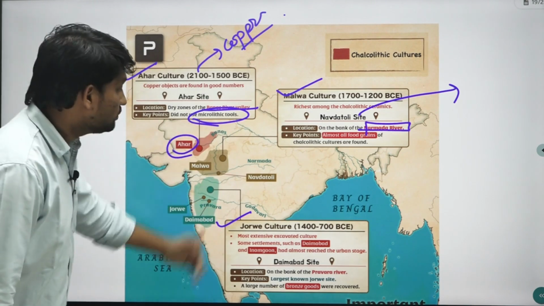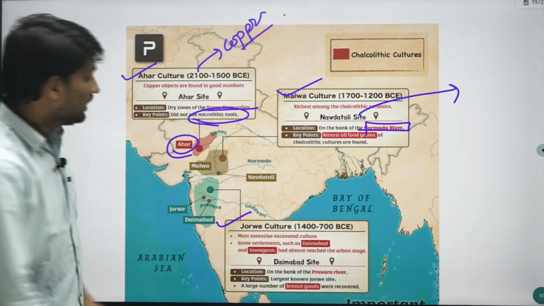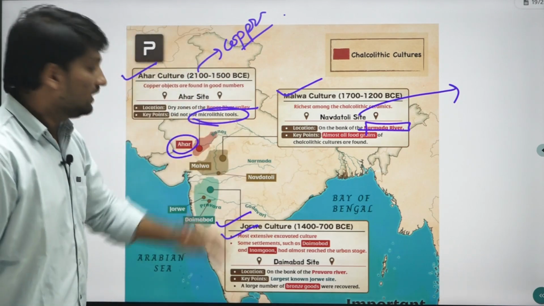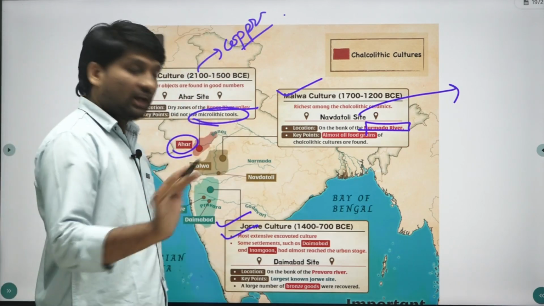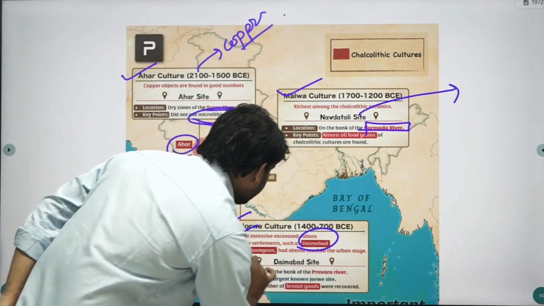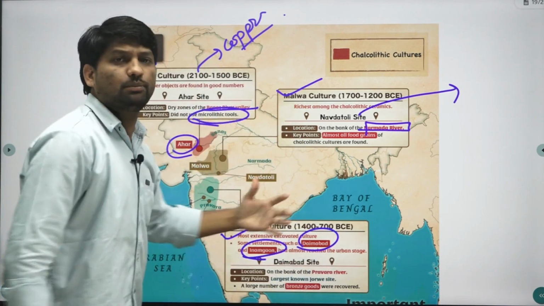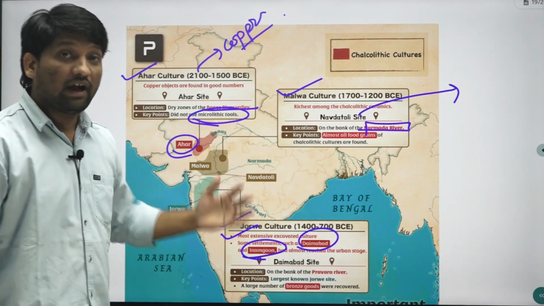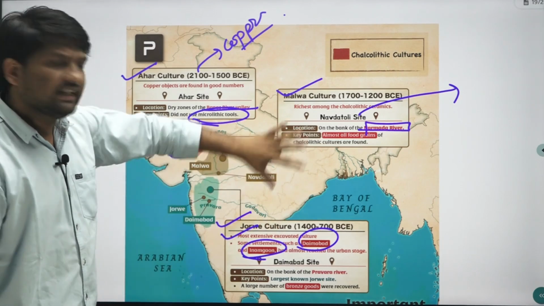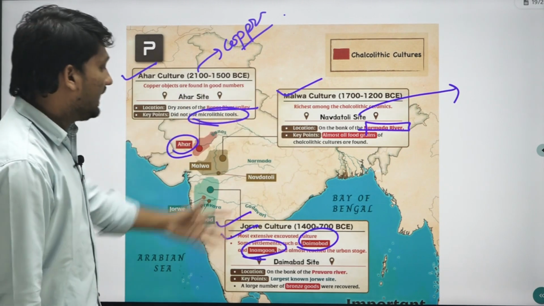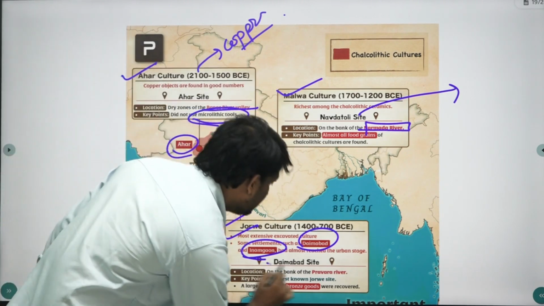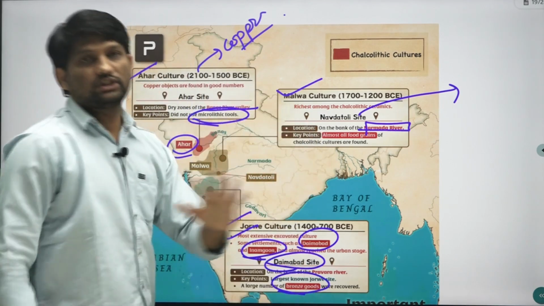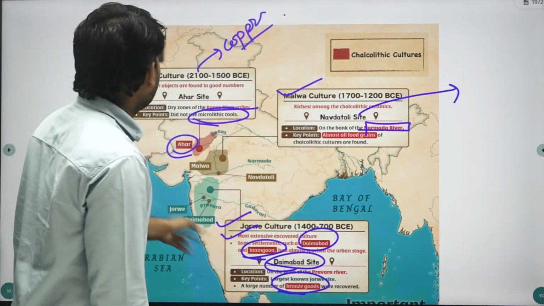Next important is the Jorwe culture. Why is the Jorwe culture important? It is the most excavated culture among the Chalcolithic cultures, and the largest settlement is Daimabad. Daimabad and Inamgaon, both sites, almost reached urbanization. Remember, they haven't reached complete urbanization, but they almost reached it. And if you particularly see Daimabad, we have found low-grade bronze goods. Bronze sheets we have found.